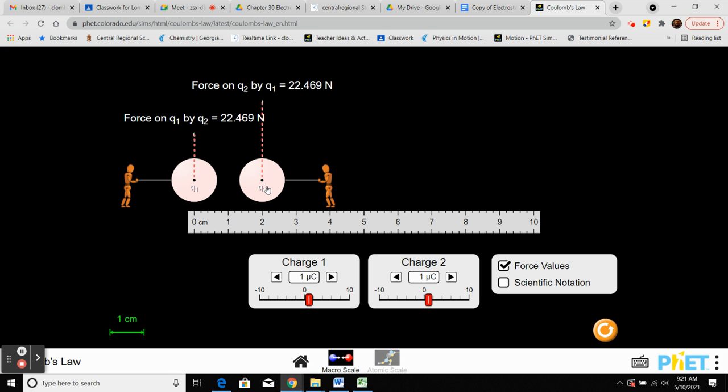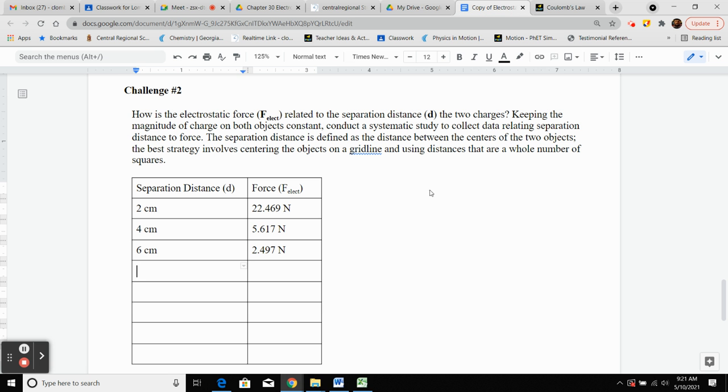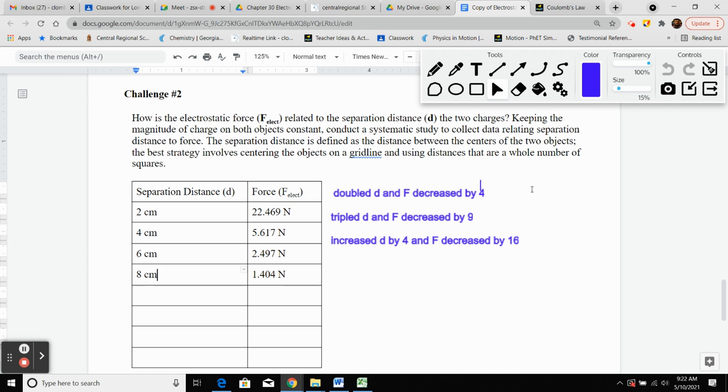It was 2. Double of 2 is 4. Triple of 2 is 6. So quadruple of the original distance, 8. What happens? What is our force? 1.404.